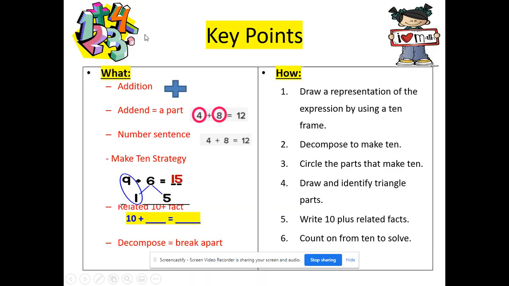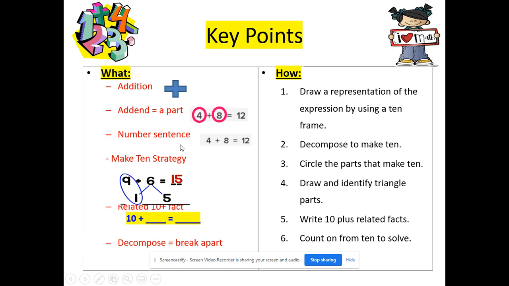Our key points. What do we need to know to be successful? Well, we need to know what addition is. And addition is plus. So this is the plus symbol. We also need to know what an addend is, which is another word for a part. And in this number sentence, 4 plus 8 equals 12, our addends are 4 and 8.